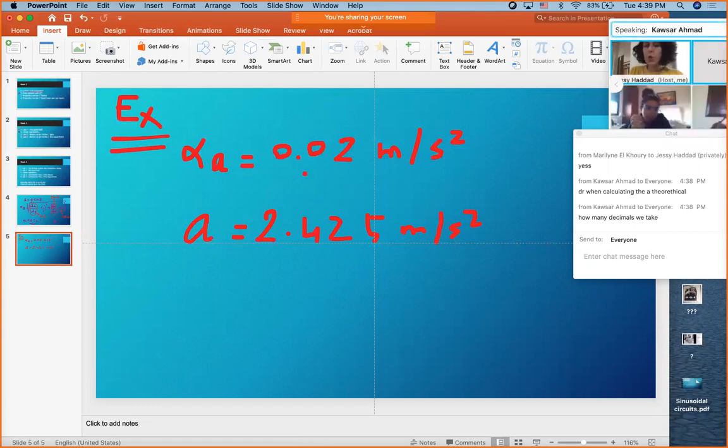2.42. So we look at the error. The error is 2 decimals, so this should be 2 decimals as well. So 2.42 is the one that we're gonna take. No need to round up because 2 is an even number, so we keep it as is. If you wanna round up, we're not gonna fight over this. Did I answer?